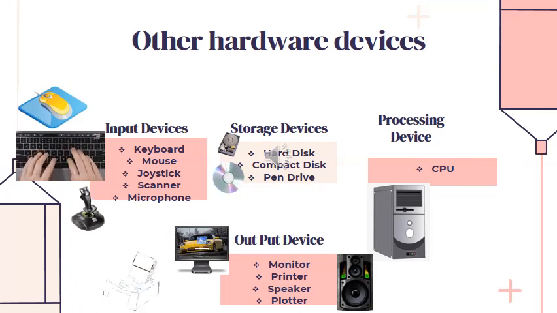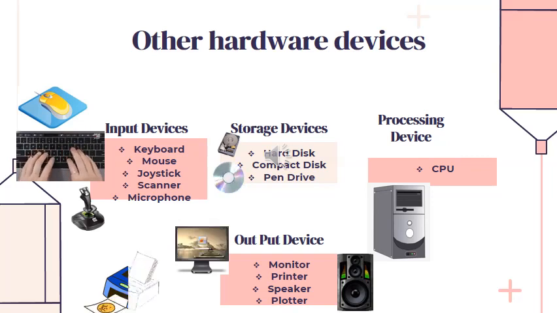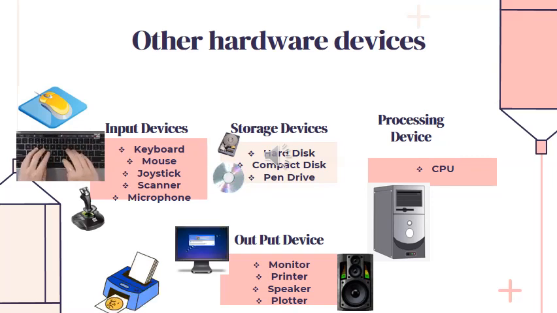So students, these are some other hardware devices: input devices, storage devices, processing device, and output devices. Keyboard, mouse, joystick, scanner, and microphone are the input devices. Hard disk, compact disk, pen drive are storage devices. CPU is the processing device, and monitor, printer, speaker, plotter are output devices.